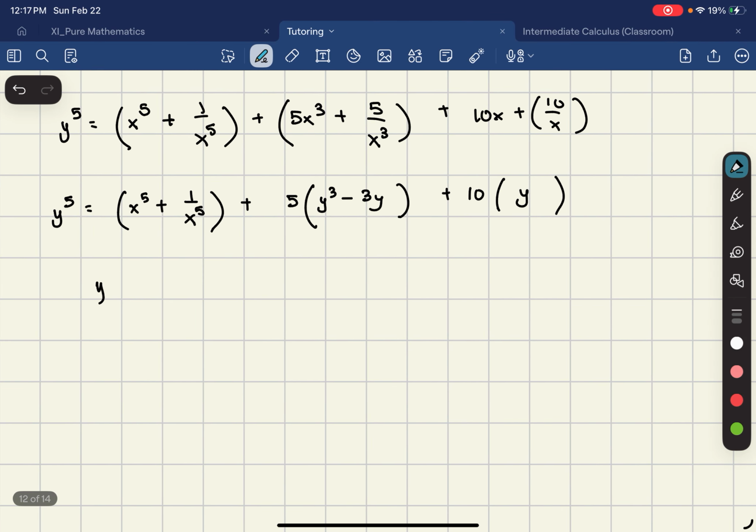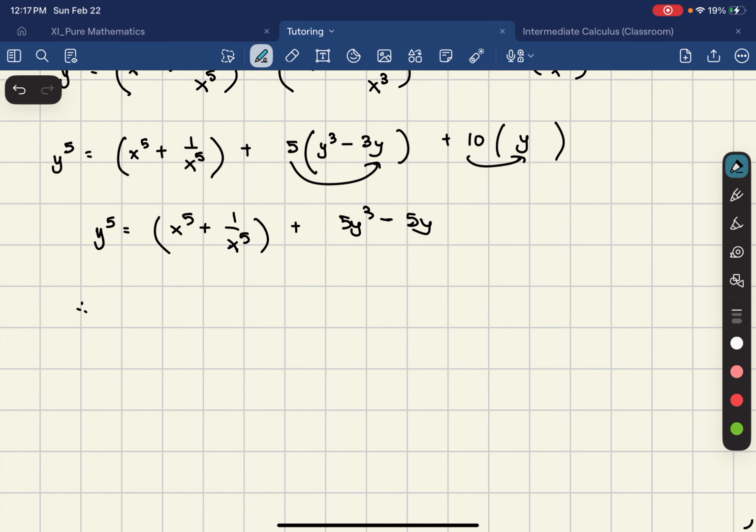And now we can write y to the power 5 is equal to x to the power 5 plus 1 over x to the power 5 plus 5y cubed minus 15y plus 10y. That is minus 5y. So we get minus 15y plus 10y. That is minus 5y. And finally, we have y to the power 5 minus 5y cubed plus 5y is going to be x to the power 5 plus 1 over x to the power 5. So that is the answer.